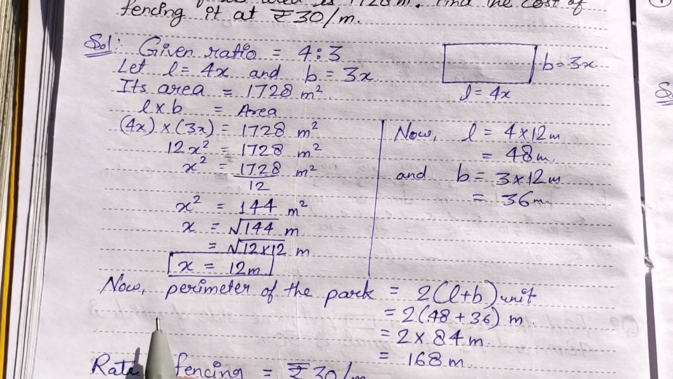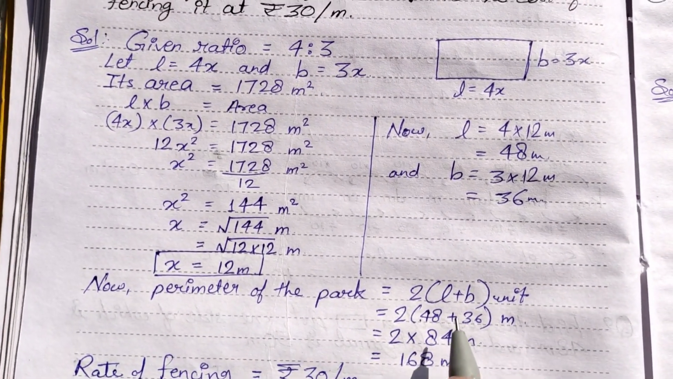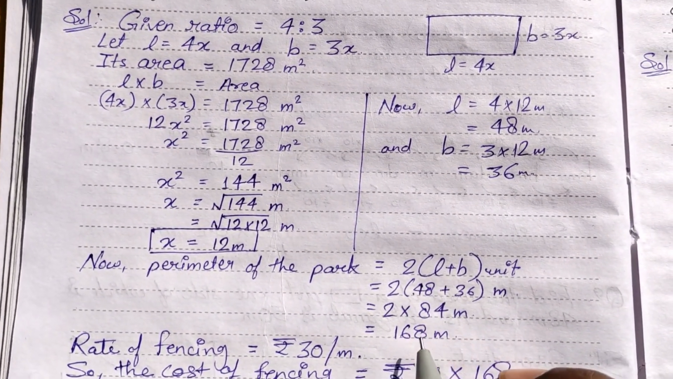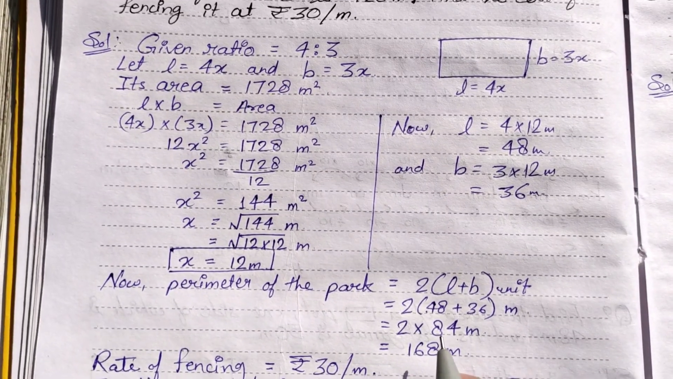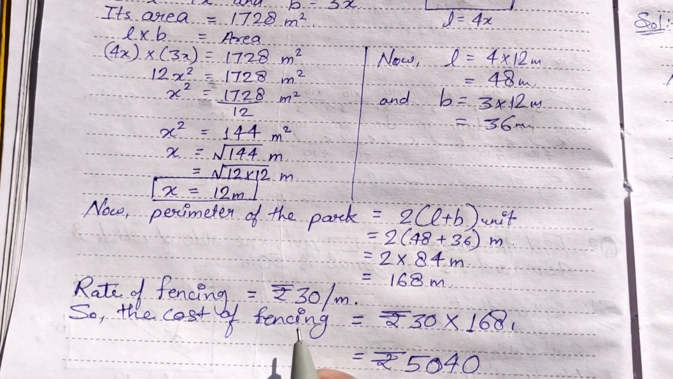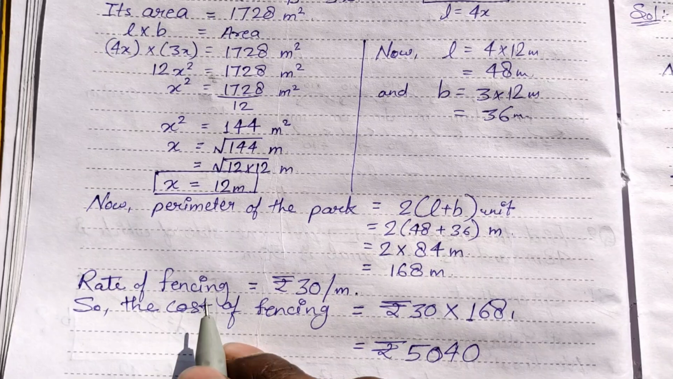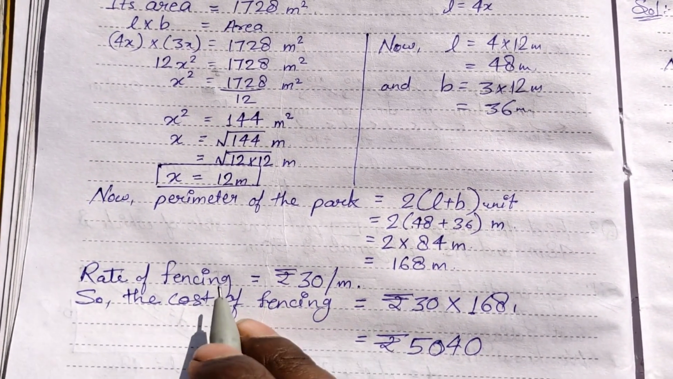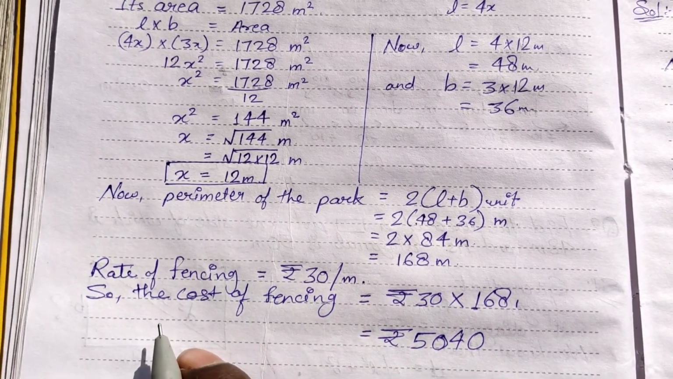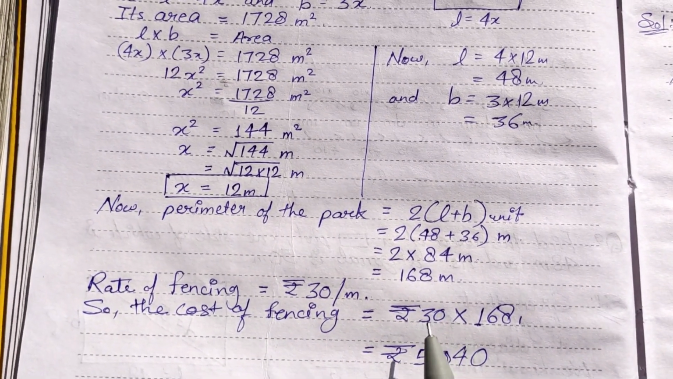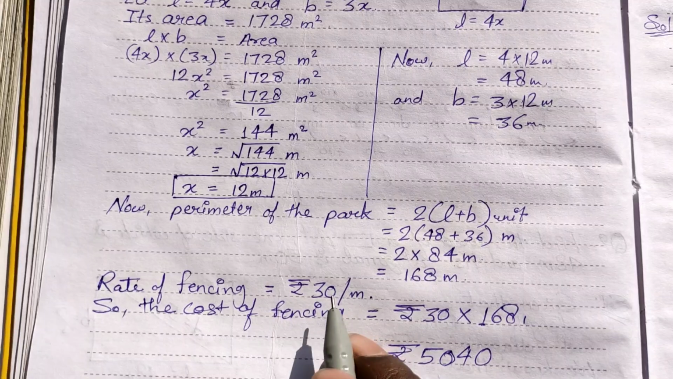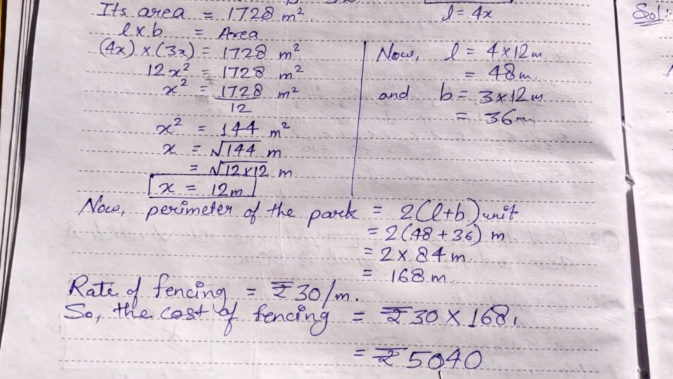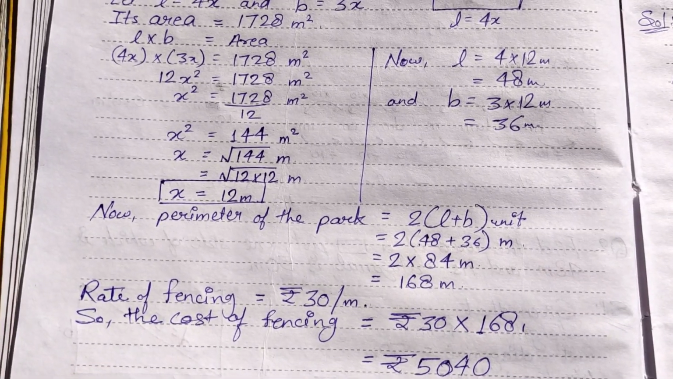Now here we have to find the perimeter first. Now perimeter of the park is equal to 2 in the bracket length plus breadth unit. Now putting the value in the formula, we have 168 meter perimeter. Now rate of fencing is 30 rupees per meter. As we know, fencing is done around the edges of the park. So fencing is 30 rupees per meter. So the cost of fencing is the rate multiplied by the length of the perimeter, we have total cost of fencing 5040. Now moving on, next question.